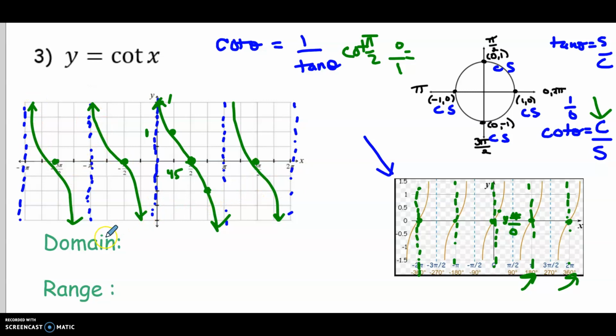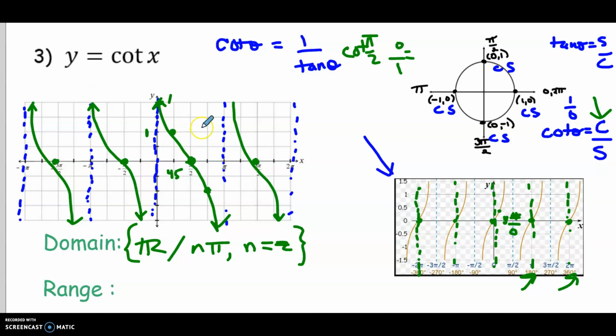All right, last but not least, we need to be able to identify the domain, and we notice that we have asymptotes at 0, at pi, at 2 pi. So I know my next asymptote is going to occur at 3 pi. So it's going to be at every integer multiple of pi. Those are my vertical asymptotes. So how do I write that? It's all real numbers except for n pi, where n is an integer. That's your domain.